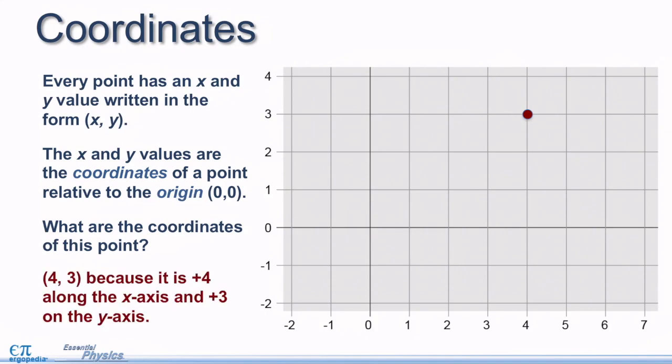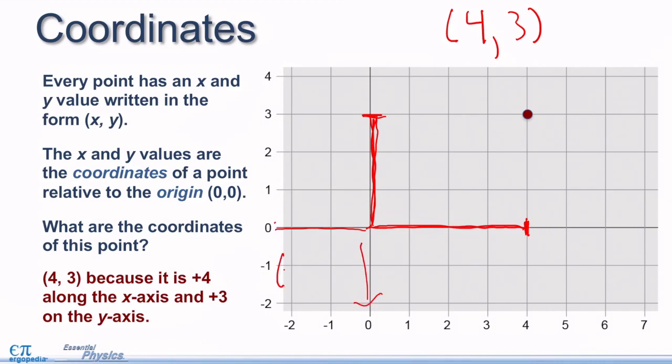If we look at our point here, its coordinates are 4, 3, because it is 4 spaces to the east and 3 spaces north. If we had moved in the other direction, so if we had gone 4 to the left and 3 down, that would be -4, -3.